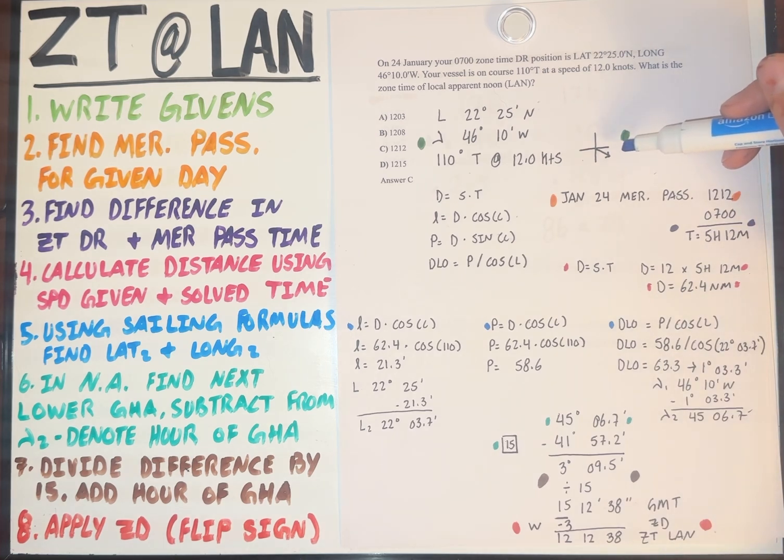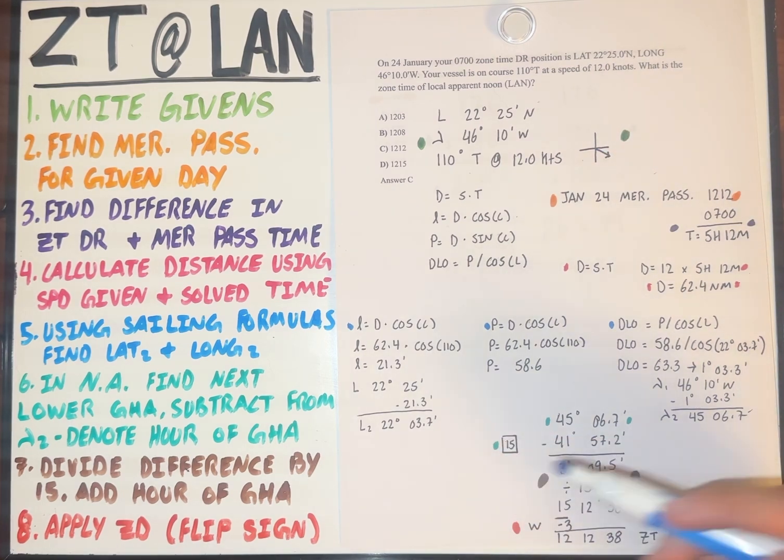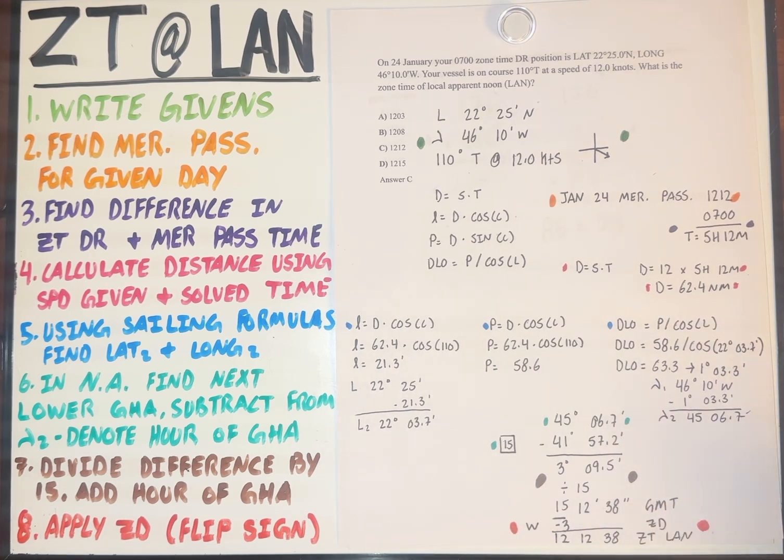In this initial given, step 1, I like to draw the direction of our course. We're getting further south and further east. So we'll subtract that from latitude 1 to find our latitude 2 of 22 degrees 03.7 minutes. We'll solve for our P equals 62.4 nautical miles times the sine of 110. That gives us a P of 58.6.